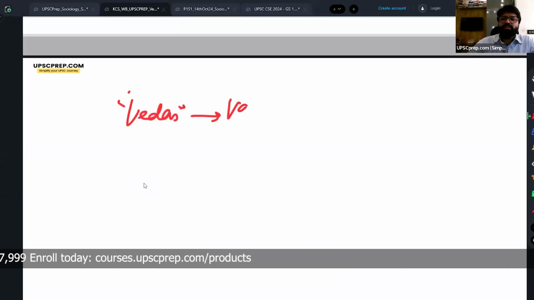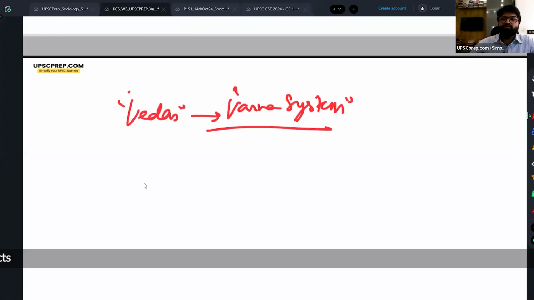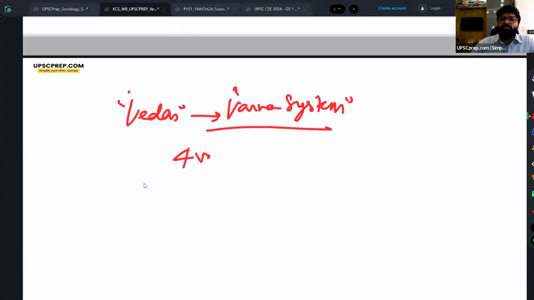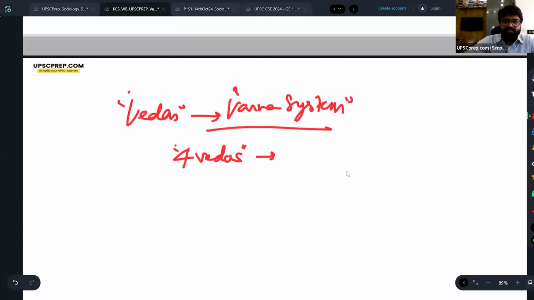Vedas do talk about the Varna system. And any idea where it is mentioned? We have 4 Vedas. So amongst the 4 Vedas, where is your caste system, which is an integral part of your society, mentioned? Okay, so which has been asked in the question. Any idea? Any guesses? Very good. Exactly. Some of you know.